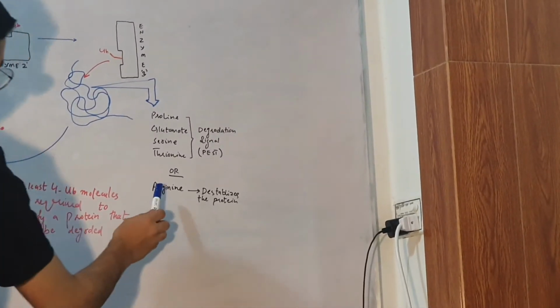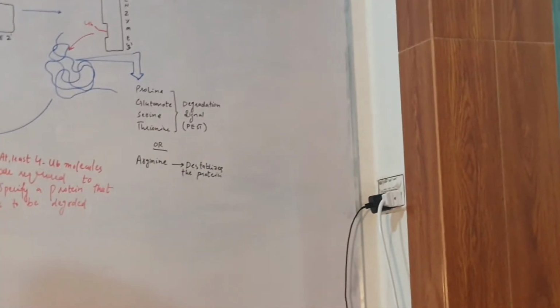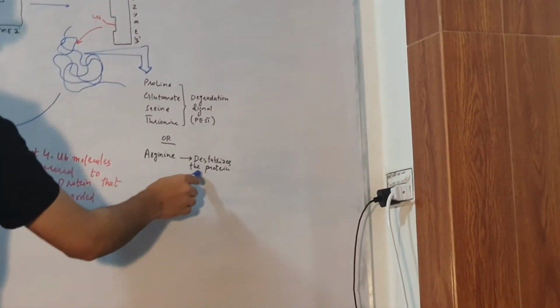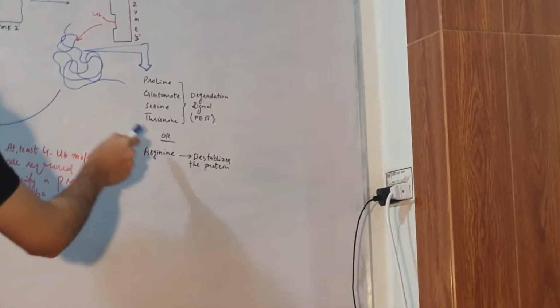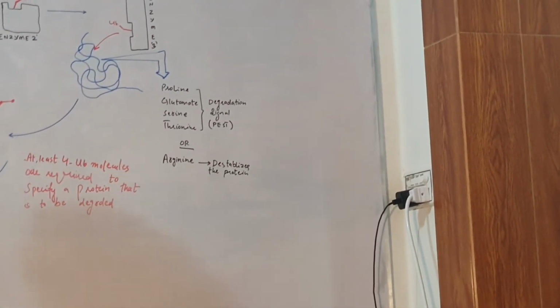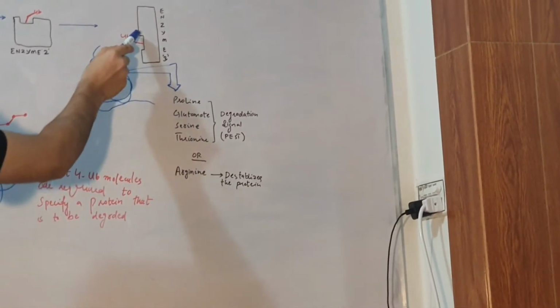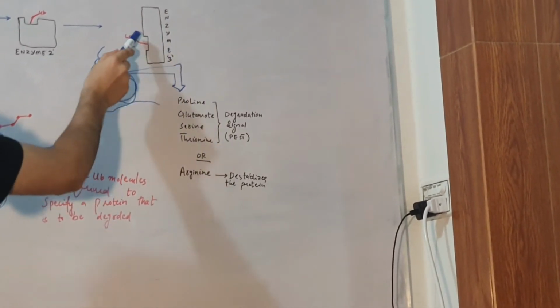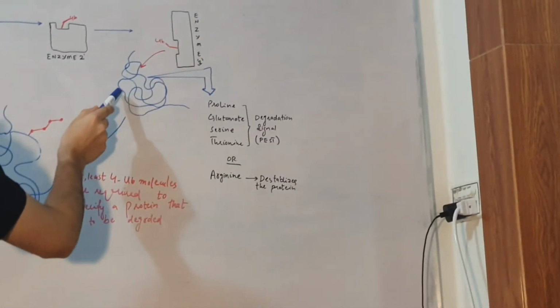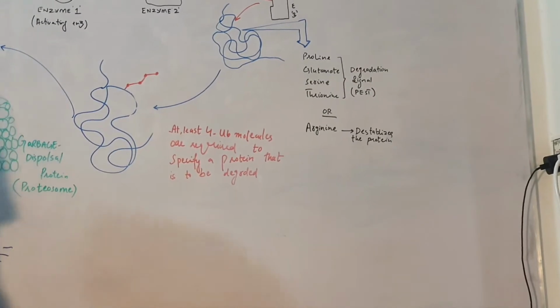Another degrading signal is arginine. The arginine attached to the N terminal of the protein destabilizes the protein, and that protein is more vulnerable to be degraded. After the selection of the protein, the ubiquitin is then transferred to that protein. As you can see, the ubiquitin is transferred.